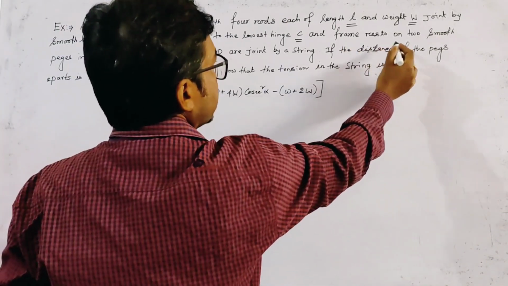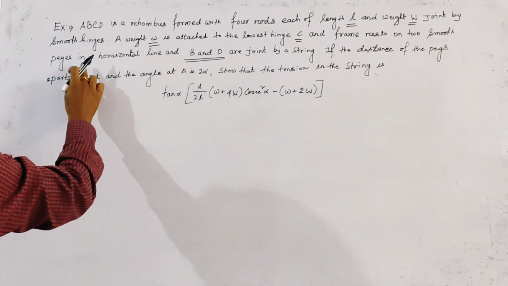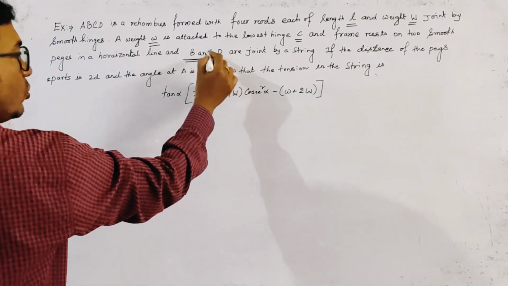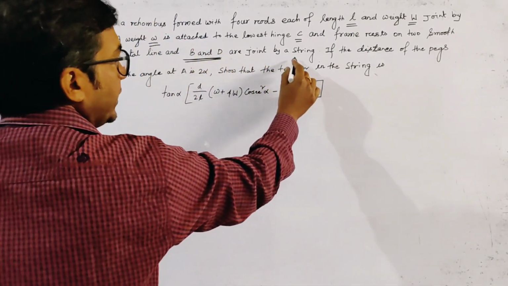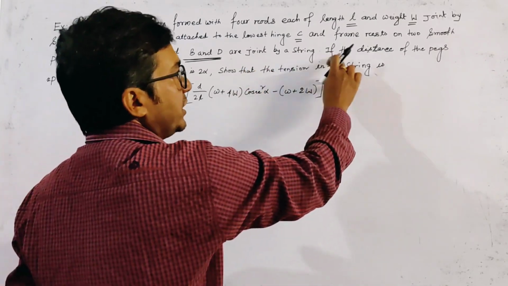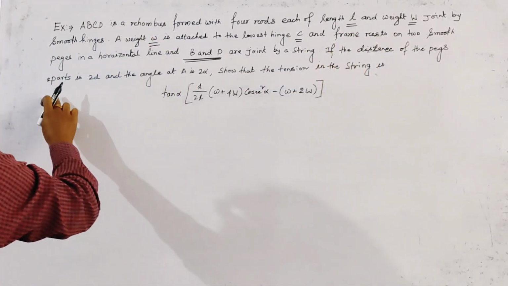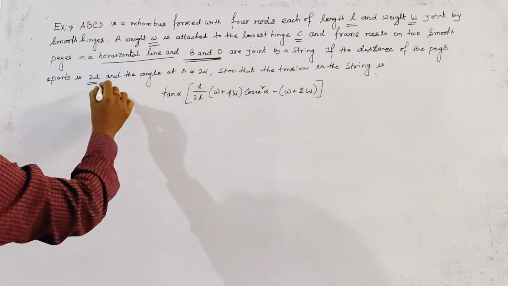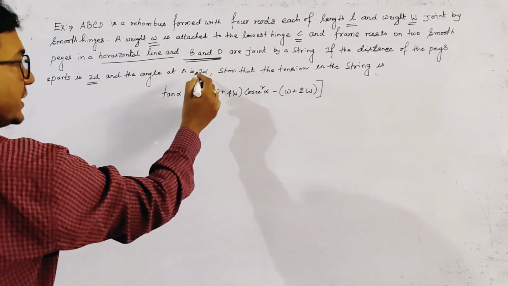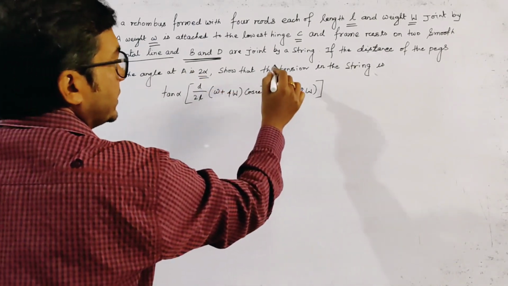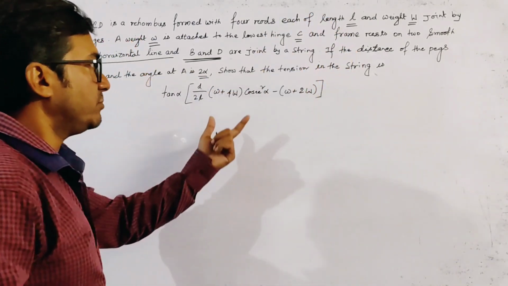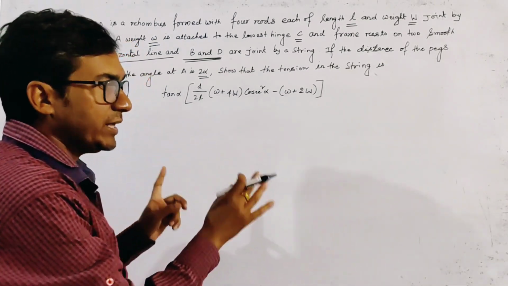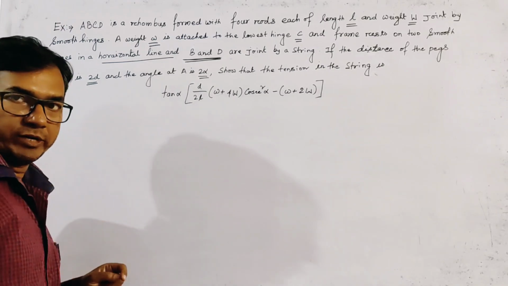The frame is raised on 2 smooth pegs in a horizontal line, and B and D, the 2 corners of the rhombus, are joined by a string. If the distance of the pegs apart is 2D, the distance of the 2 pegs in the horizontal line, and the angle at A is 2 alpha, show that the tension in the string is given by this. Now we first draw a rhombus in a vertical plane with C as the lowest point.